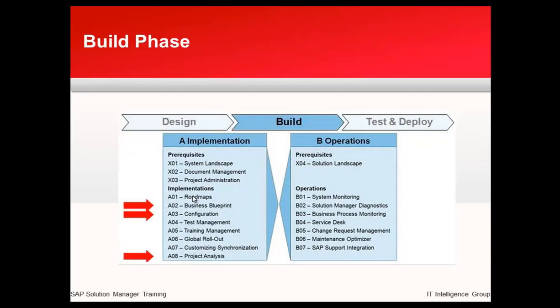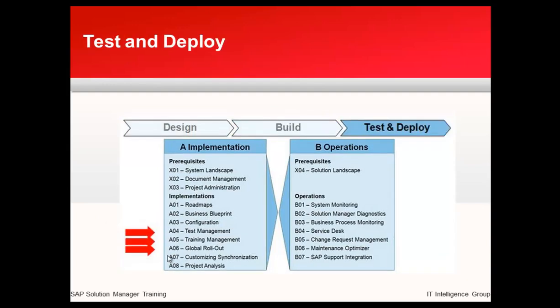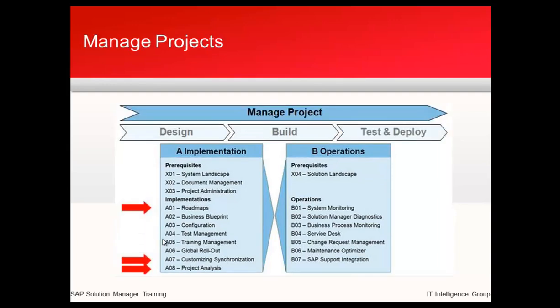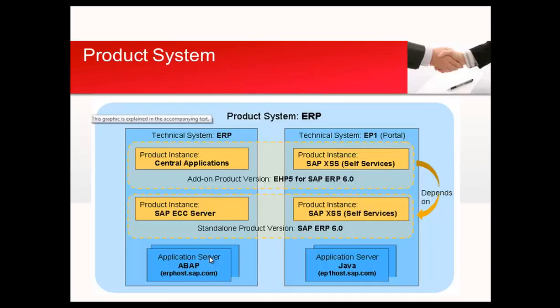Okay, so let's go to the build phase. In the build phase, once the business blueprint is defined, it gets modified, configuration is done, and then project analysis is done. Okay, in the test and deployment phase, we create the test management, we create the test cases, come up with the training plan, create global rollouts, we create the templates for the global rollout there. Okay, so this is what happens in managing a project. We have defined the roadmaps, do the customizing, synchronization, do a project analysis.